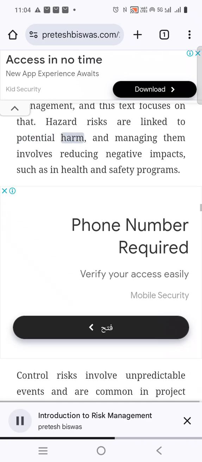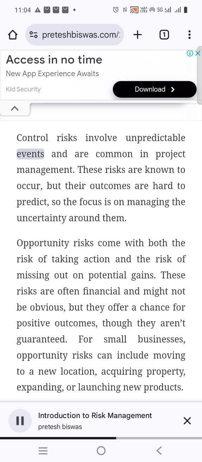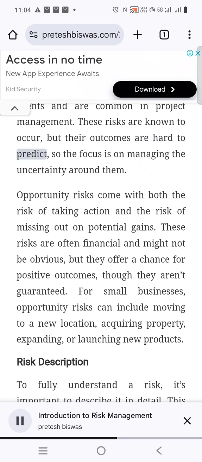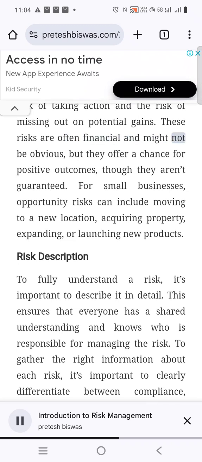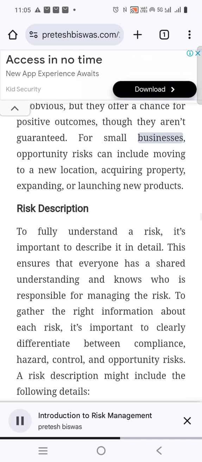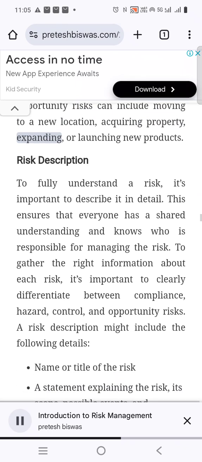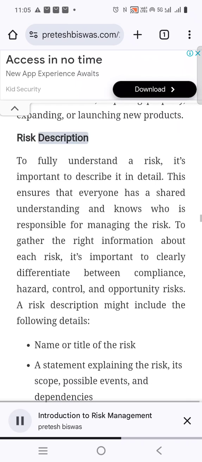Hazard risks are linked to potential harm, and managing them involves reducing negative impacts, such as in health and safety programs. Control risks involve unpredictable events and are common in project management. These risks are known to occur, but their outcomes are hard to predict, so the focus is on managing the uncertainty around them. Opportunity risks come with both the risk of taking action and the risk of missing out on potential gains. These risks are often financial and might not be obvious, but they offer a chance for positive outcomes, though they aren't guaranteed. For small businesses, opportunity risks can include moving to a new location, acquiring property, expanding, or launching new products.